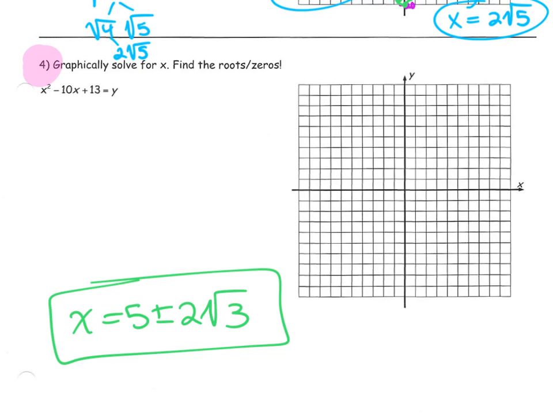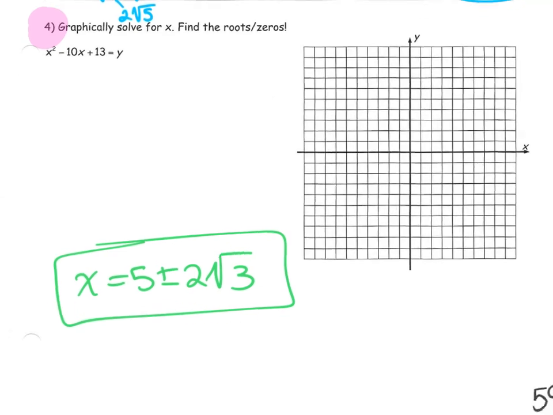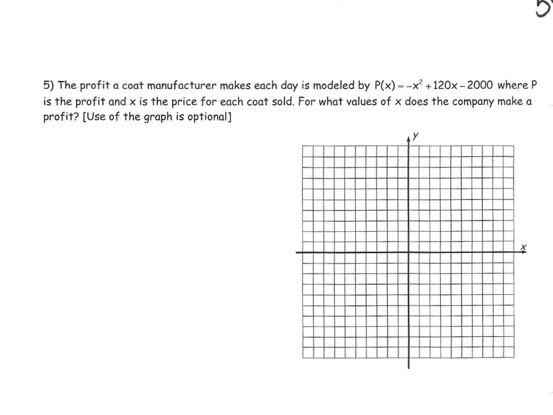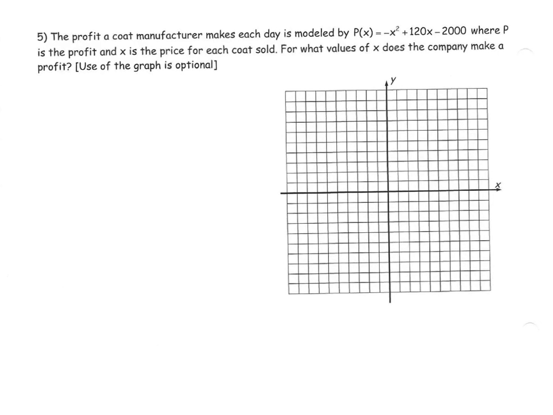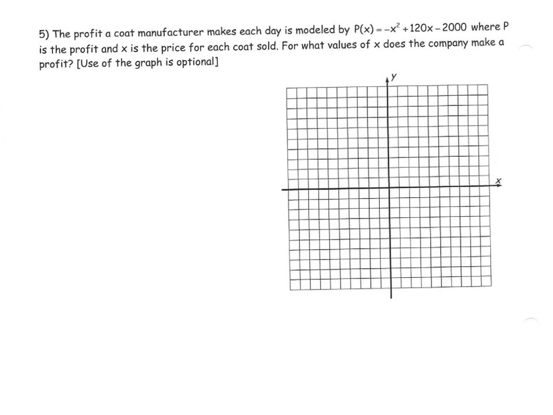Okay, and the last problem that I want us to take a look at is on page 60. I love this question. I know we have different passions, maybe. I don't know. Okay, so for question 5, we have the profit of a coat manufacturer. All right, maybe it's Burlington Coat Factory, but whatever. So this is the model for the quadratic function where P represents the profit and X represents the price for each coat.